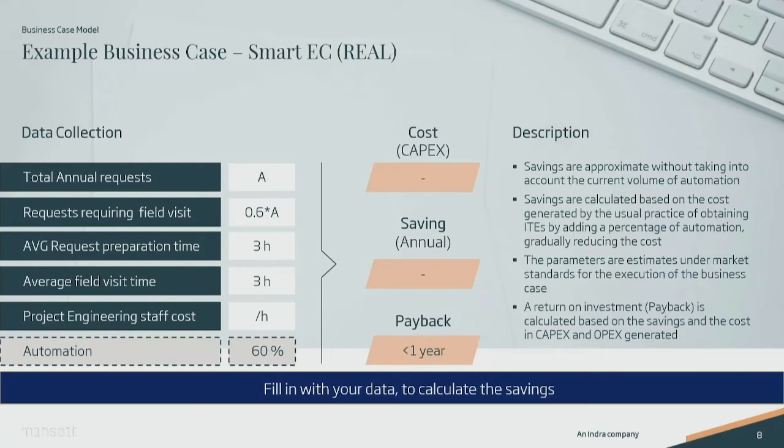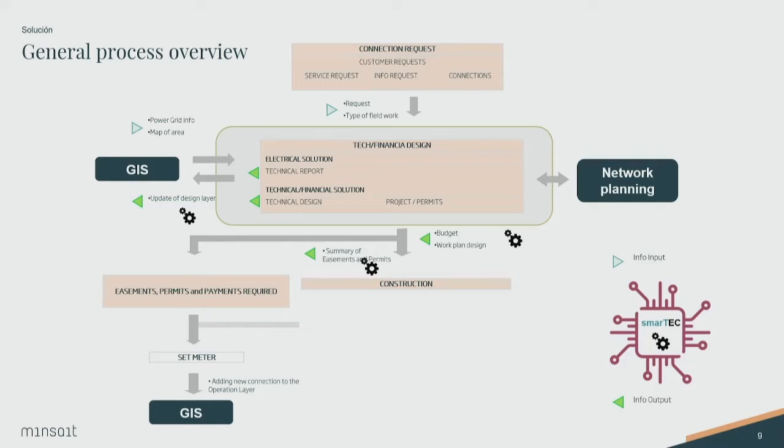A bit more detail about this. So this is a more graphical understanding of the process I was showing you before. You get a connection request from the customer, right, with a number of information. This is the input for the system, right? There's electrical solution, technical and financial solution, information for planning of the network, interchange of information with the GIS, and then a number of documents that are prepared already automatically: easement, permits, and payments, all the payments required for right-of-way, for example, right? And the construction design.